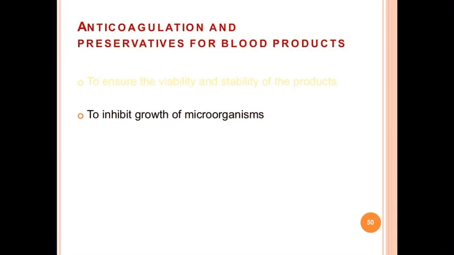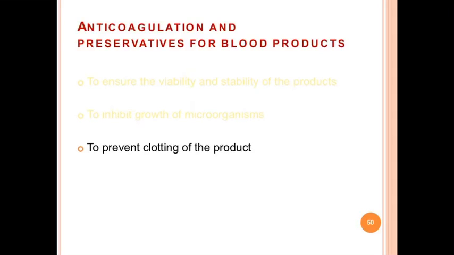Now anticoagulants and preservatives for blood products. So in the blood bank, we collect the blood and we have to store it. So we are using different anticoagulants in different concentrations and amounts for the blood collection bags. First, to ensure the viability and stability of the product, we use the anticoagulant. Second, to inhibit the microorganisms. Third, to prevent the clotting of the product.